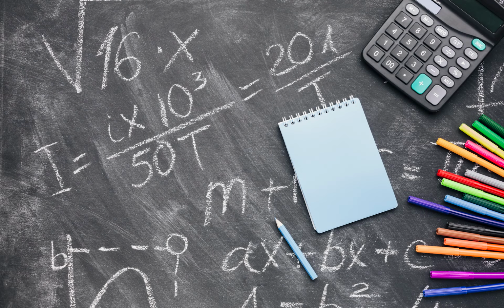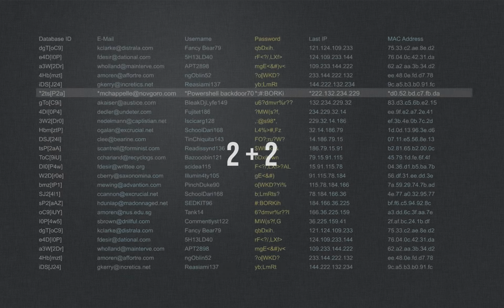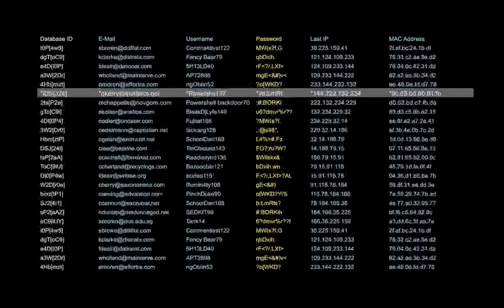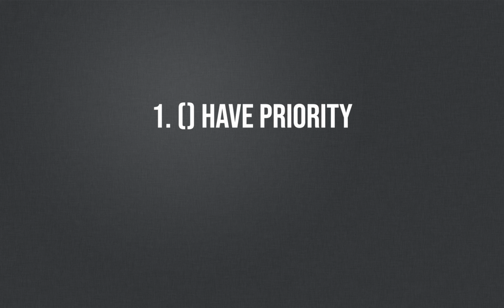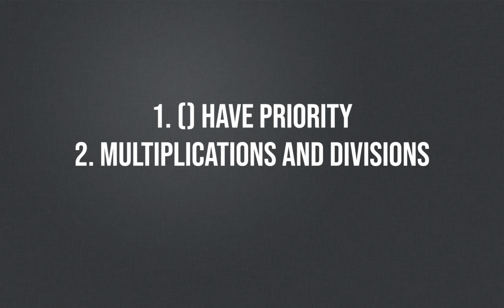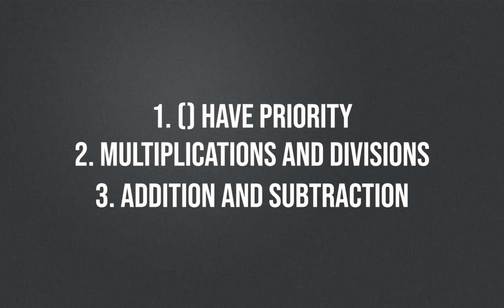Just like in mathematics, operations in JavaScript are done using operators. For example, in 2 plus 2, the plus sign is the operator. Now let's talk about the order of operations in JavaScript. It's the same as what we learned in school. Parentheses always have priority. If there are no parentheses, the priority switches to multiplications and divisions. Finally, addition and subtraction have the lowest priority.